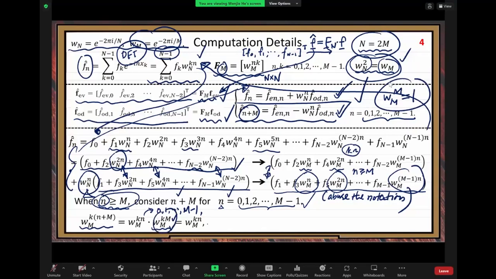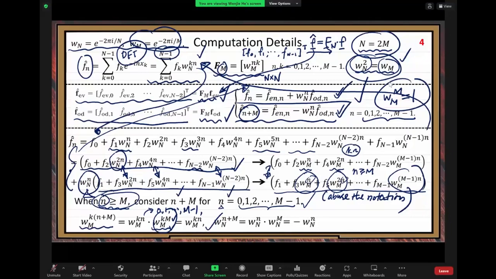Now you can see that in the original formula, little n can be in the second half range, but after our simplification, we only need to consider little n in the first half of the range of the subscripts. So that's the simplification.